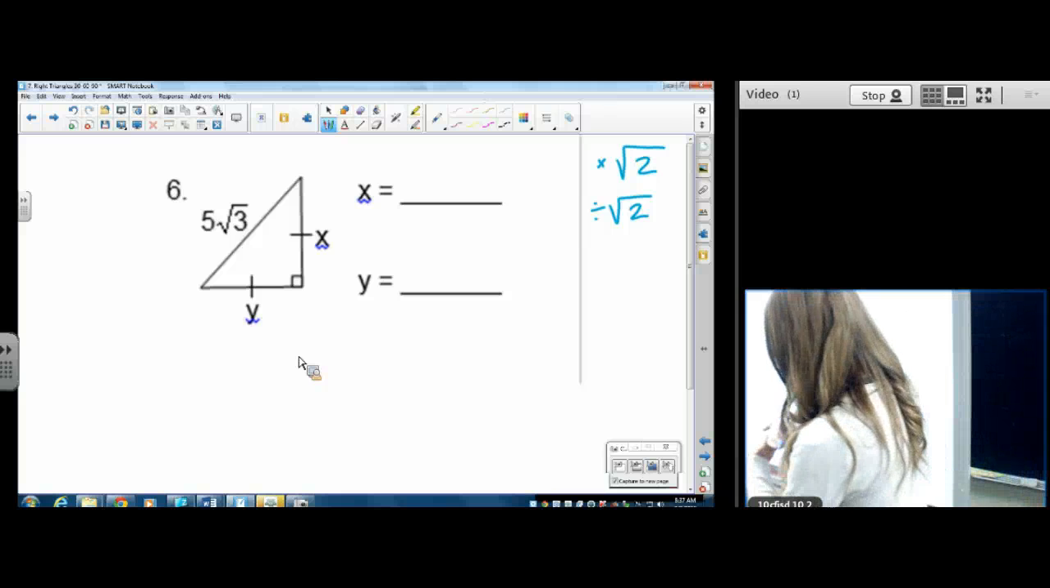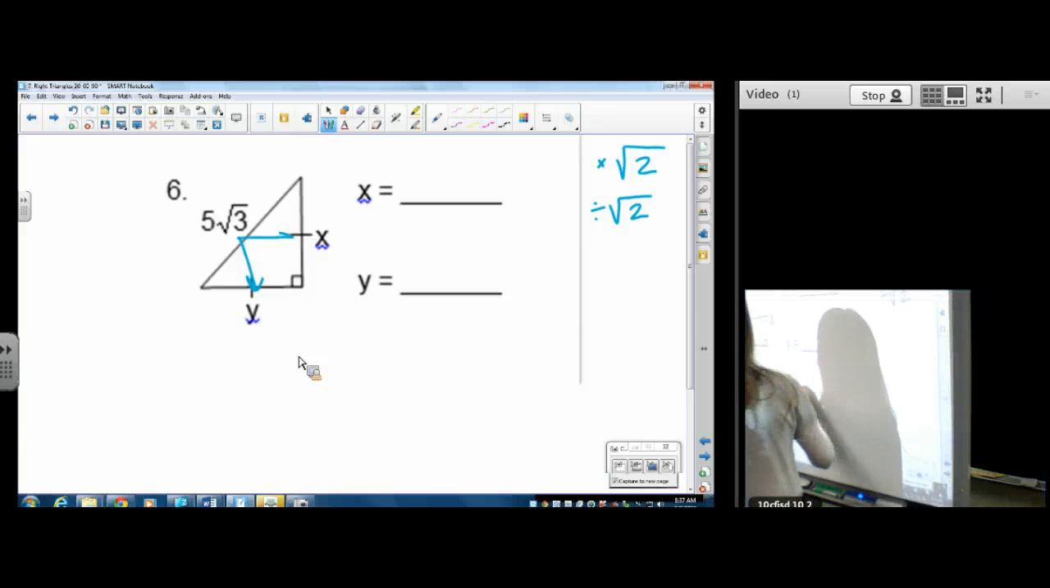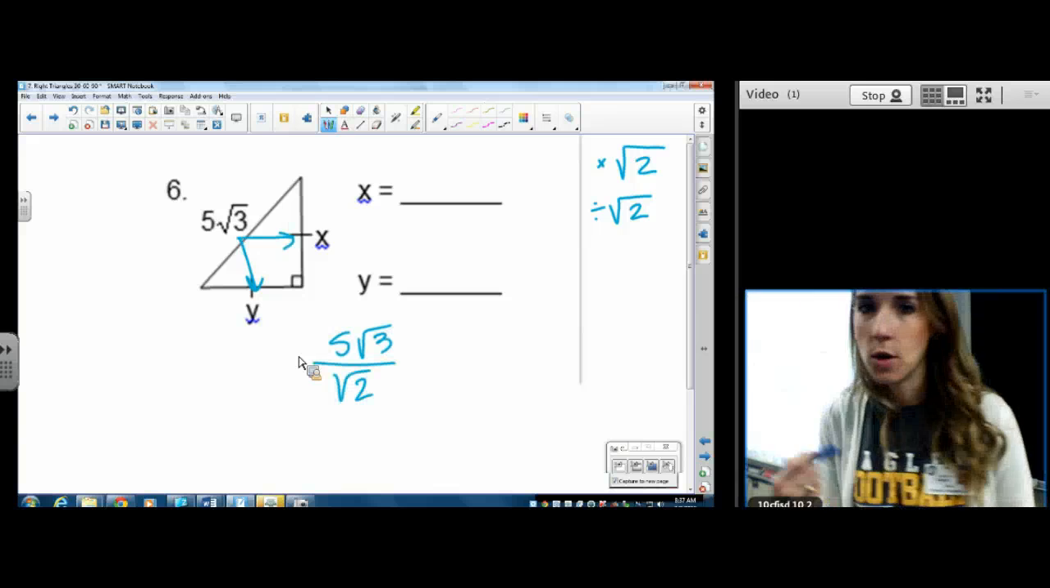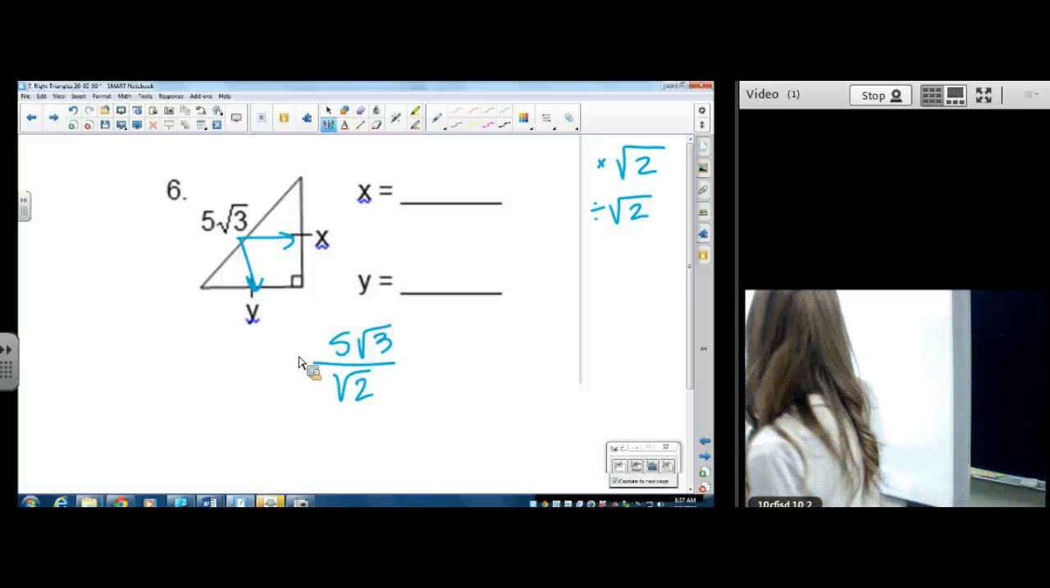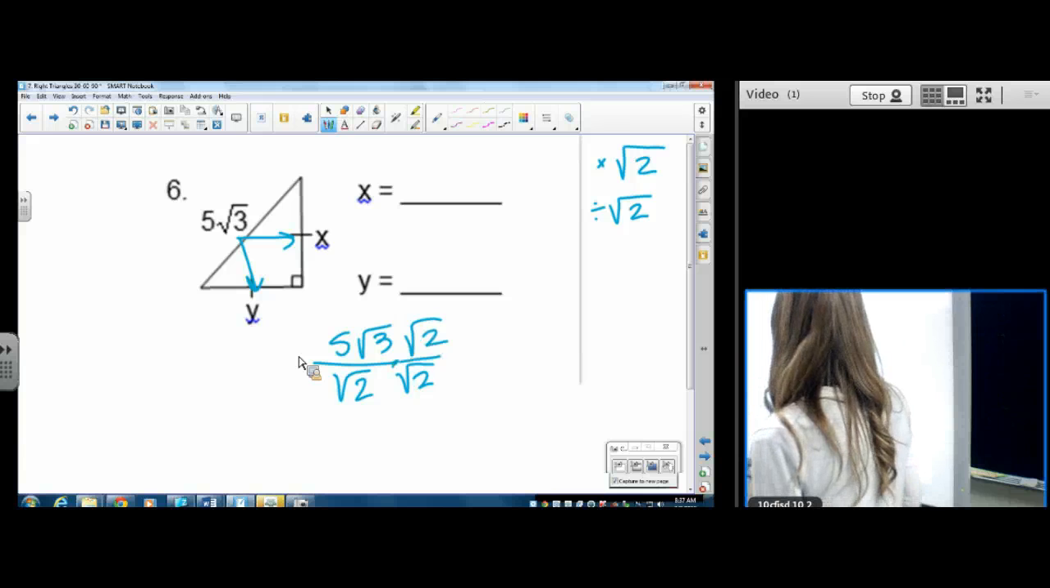So I know that I'm looking for a leg. I know that I'm going backwards. So I know I'm going to have to take my hypotenuse and divide it by root 2. I have to go backwards. I have to do the opposite of multiply. This is one where we have no choice. We have to rationalize the denominator.